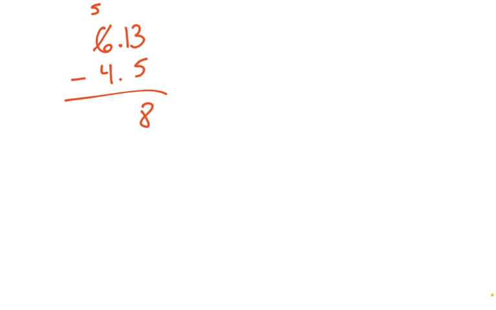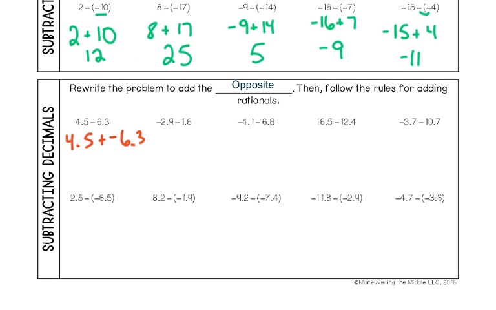And then looking over next door, you see a decimal. Keep the decimal in the same place. Then 5 minus 4 is 1. So your answer is 1.8. So we're going to write 1.8 and look back at the problem. We're using our addition rules. When they're different signs, I subtract and then keep the sign of the greater absolute value. So 6.3 is the greater number, and it's negative. So my answer is going to be negative.